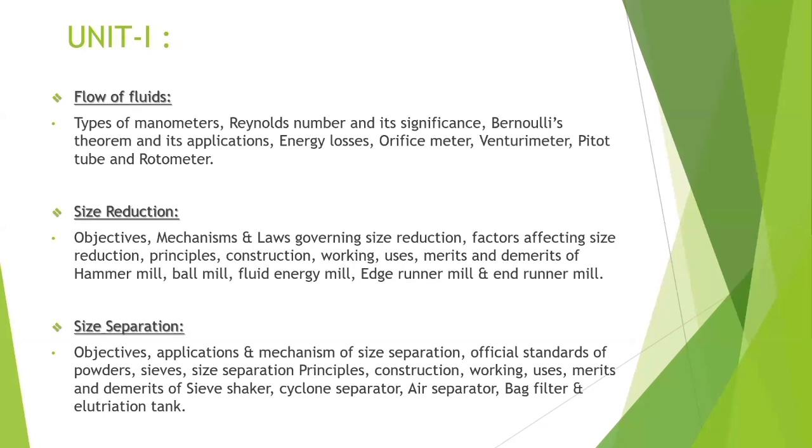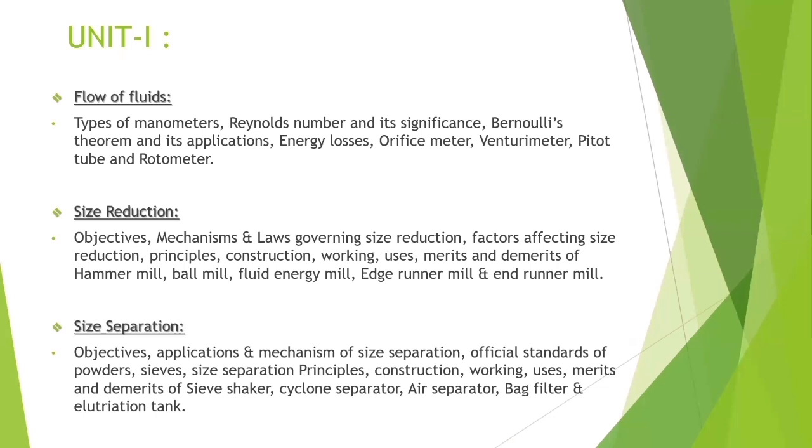Next one is the size reduction chapter. In this chapter, we will get to know how we can reduce the sizes of the particle by using different equipments. We will cover the objectives, mechanisms, and the laws governing size reduction. There are 4 laws which mainly come: impact, compression, attrition, and cutting. And next, the factors affecting size reduction, and the principle, construction, working and uses of the hammer mill, ball mill, fluid energy mill, edge runner mill and end runner mill. These are all the equipments which are going to be used in size reduction.